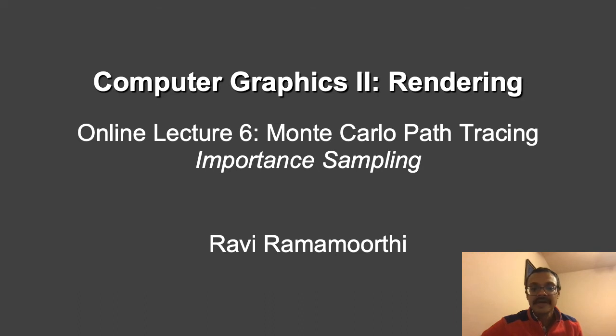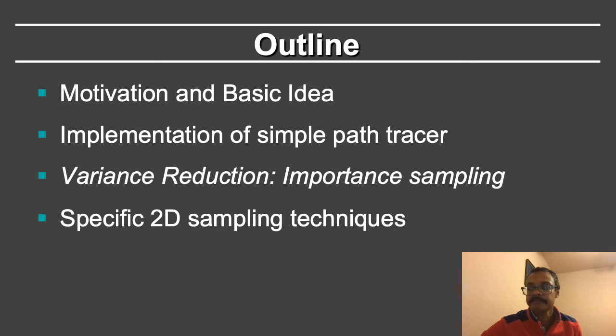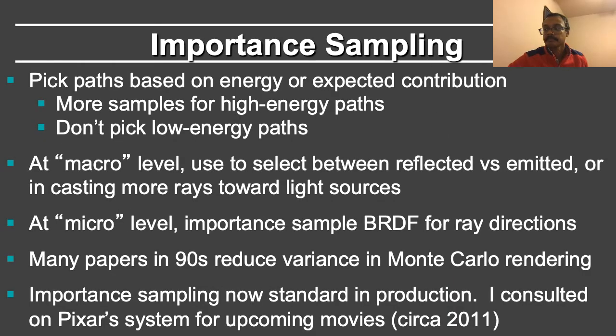We will now discuss importance sampling within the context of path tracing. Importance sampling is a key strategy for variance reduction. In importance sampling, we seek to pick paths based on the energy or expected contributions. You want to place more samples for high energy paths, and you want to avoid picking low energy paths.